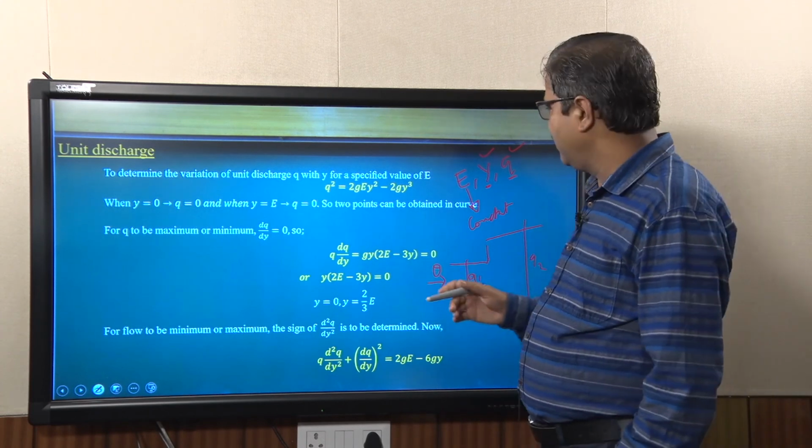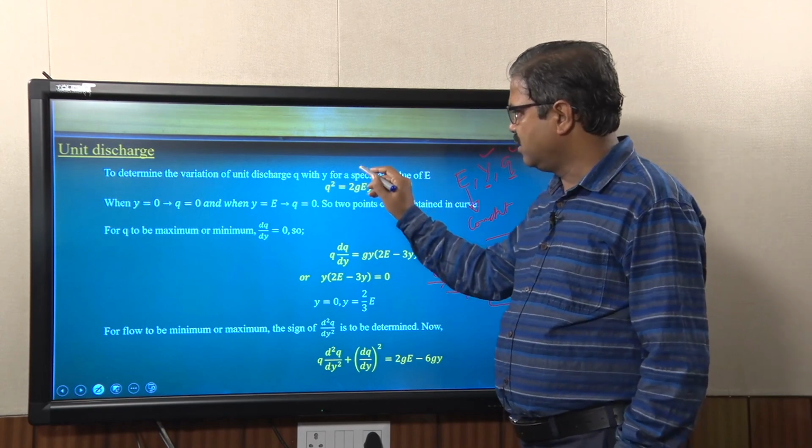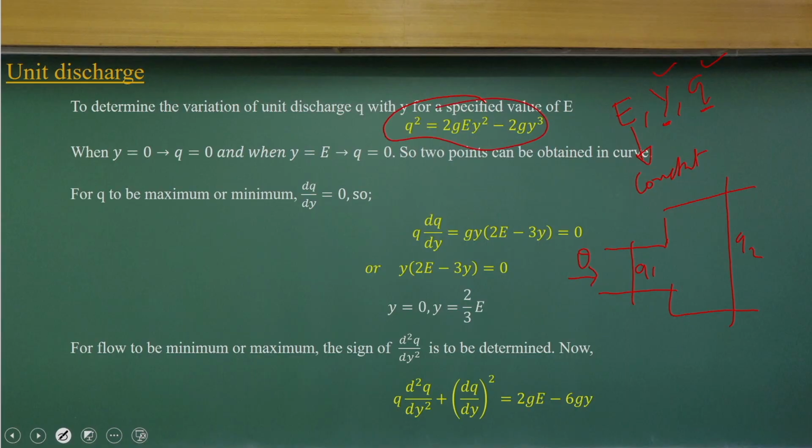In the same way, we have now written the same specific energy equation in terms of Q, the discharge per unit width, which we also define as the unit discharge. Again, when the depth is equal to 0, Q is equal to 0, no doubt about that.